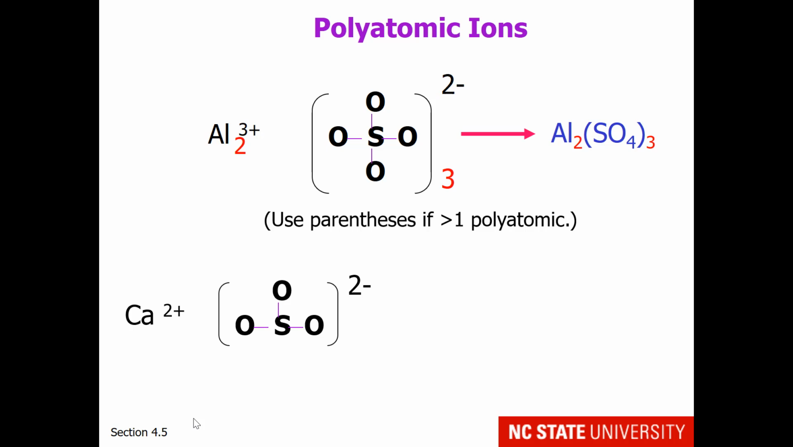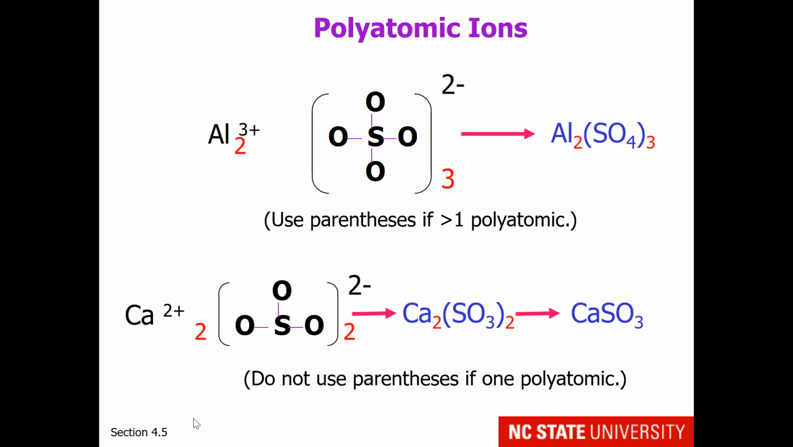What about calcium and sulfite? Once again, we can crisscross the charges, and this one we can simplify to get the lowest set of integers. So it is simply CaSO3. You do not need to use parentheses if you just have one polyatomic ion within your ionic compound.